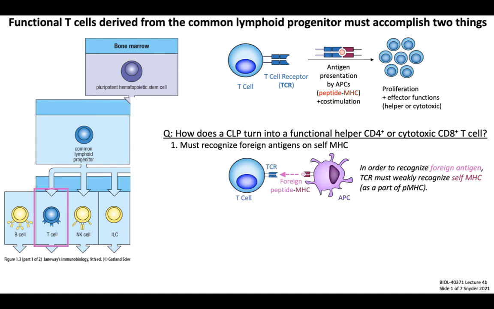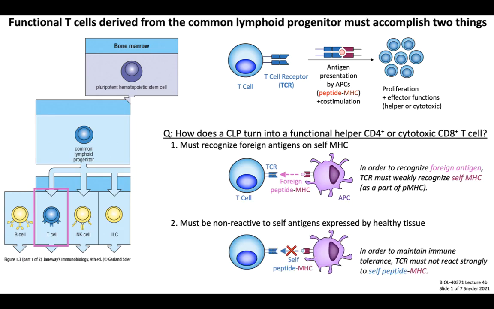The first is that the TCR must be capable of recognizing foreign antigen presented by peptide MHC. As we've established in the previous few lectures, in order to do this, the TCR must also weakly recognize self-MHC, since the TCR binds to both the presented peptide as well as a portion of the MHC molecule itself. This is referred to as MHC restriction, which we first learned about in our week 3 lectures covering antigen presentation.